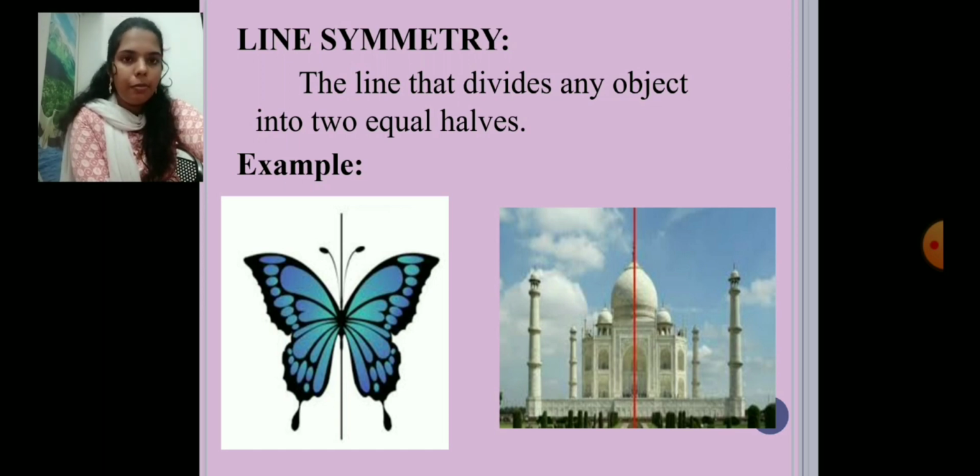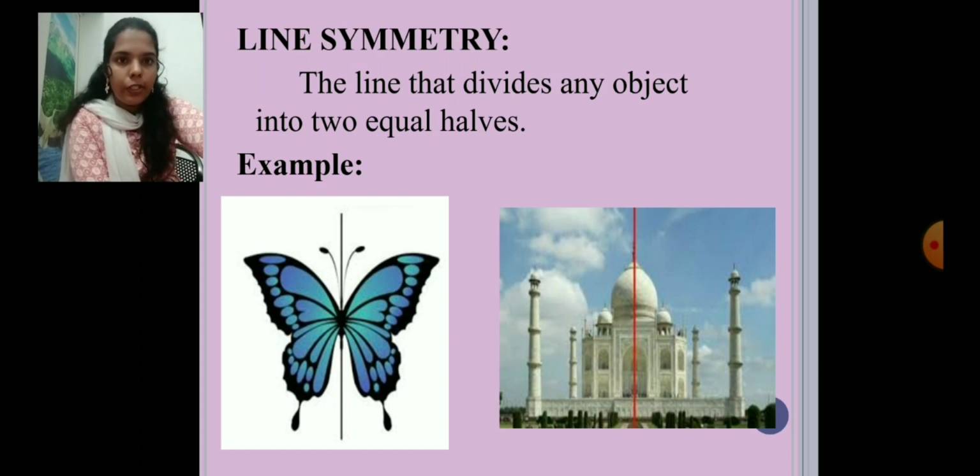Line symmetry means, I am repeating again, the line that divides any object into two equal halves. Example, if we take an apple and cut it at the center, we get two portions, right? Both portions look like an apple, and both sides look equal also. It is known as line symmetry.